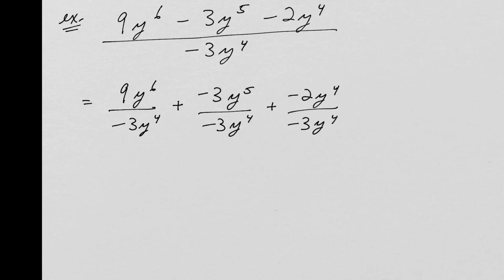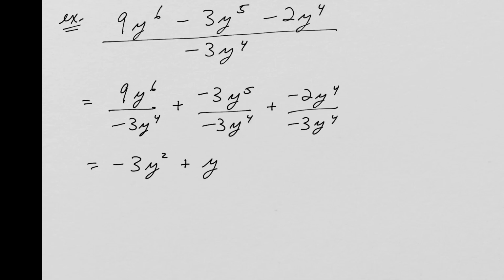Okay, so now I just have to divide these monomial by monomial. Well, 9 divided by negative 3 is negative 3. Y to the sixth divided by y to the fourth is y squared, right? 6 minus 4 is 2. Negative 3 divided by negative 3 is 1, so I don't even need to write the 1. And then y to the fifth divided by y to the fourth is just y, right? 5 minus 4 is 1.